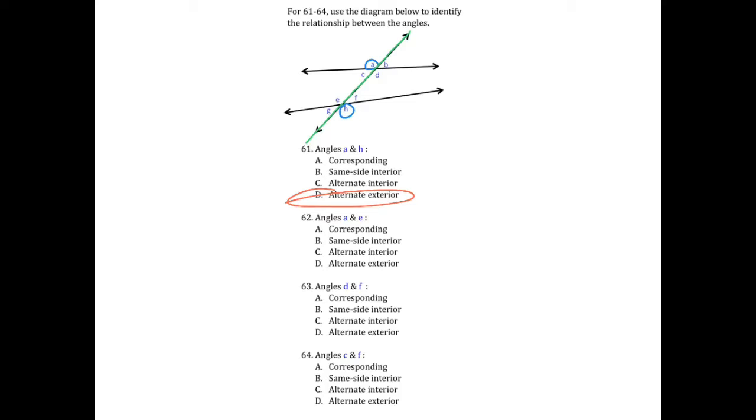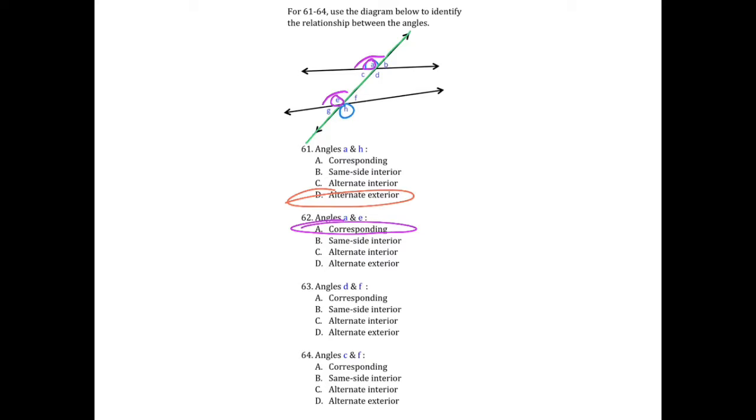Alrighty, A and E. Where's A and E? Angle A and angle E. With angle A and E, one's exterior, one's interior. That's usually a good hint that they're going to be corresponding angles. They are corresponding angles. The reason I know this is they're both in the same spots, but for different groups. Angle A is in the top left of its group. Angle E is in the top left of its group. So we call those corresponding angles.